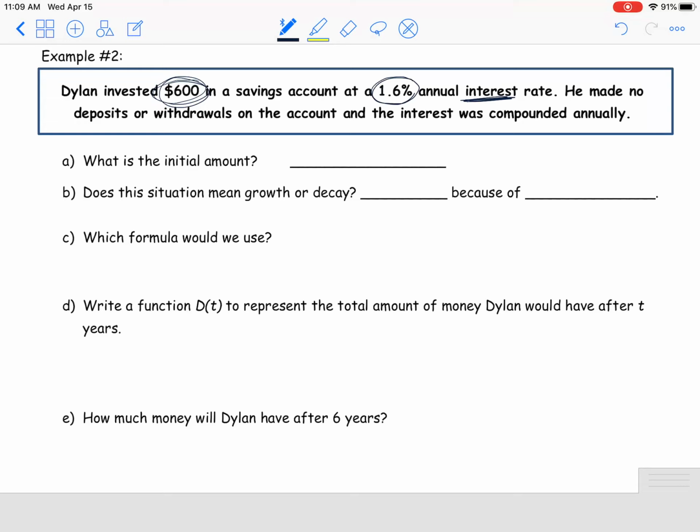Part A, what is the initial amount? How much did he start out with? Well, according to the word problem, he started out with $600. Does the situation mean growth or decay? Well, according to our little cheat sheet, interest means growth because of the word interest. Now, which formula would we use? Well, that would have to be the one with the plus sign.